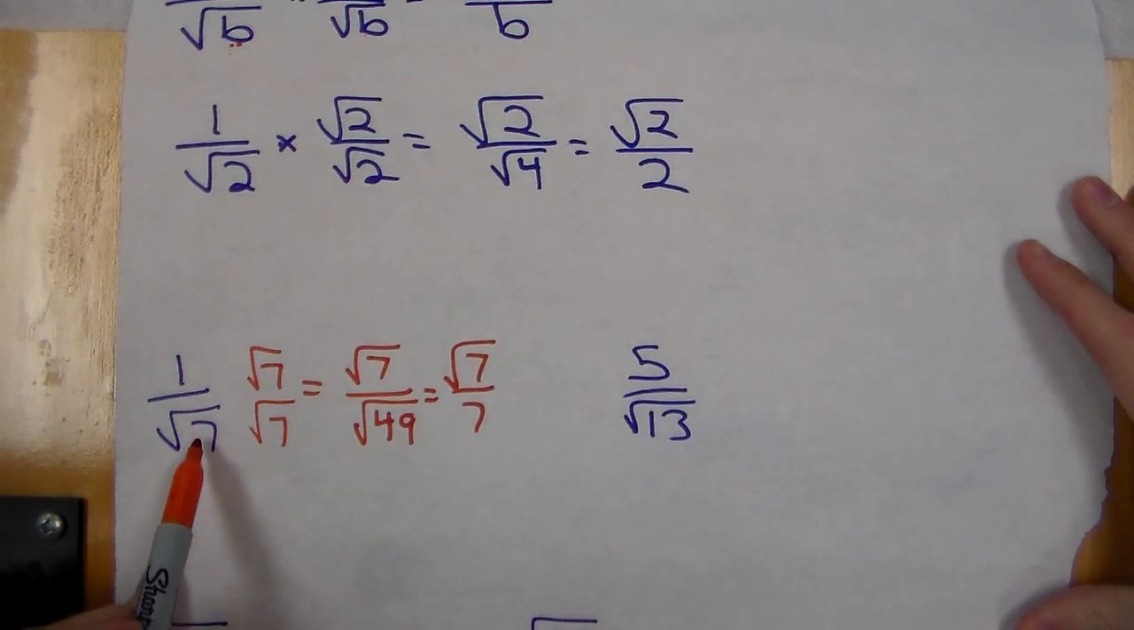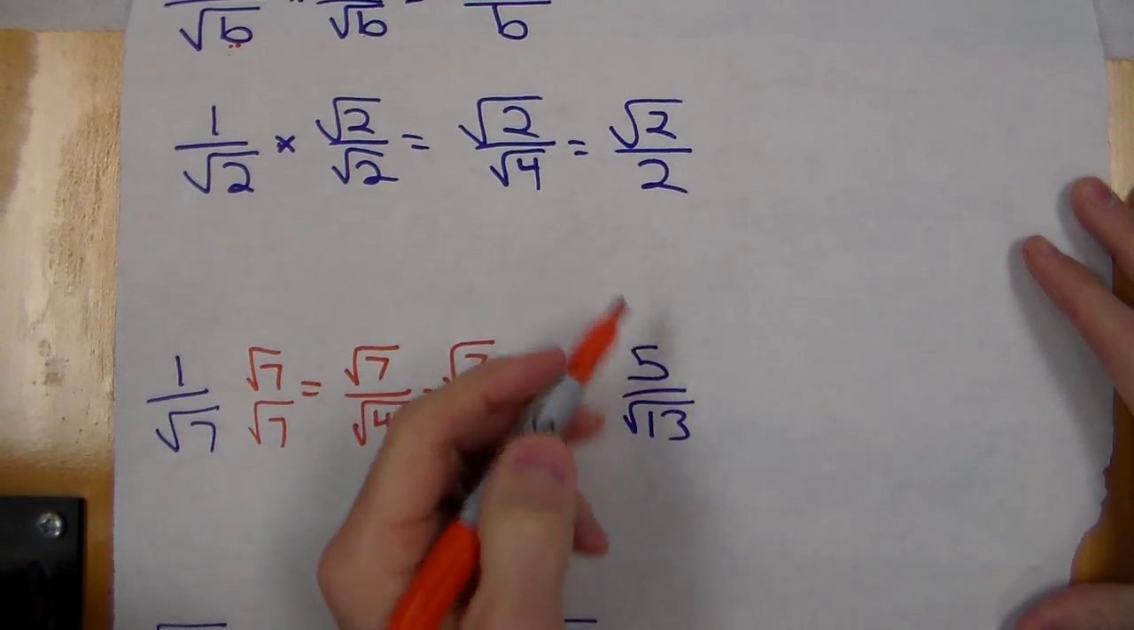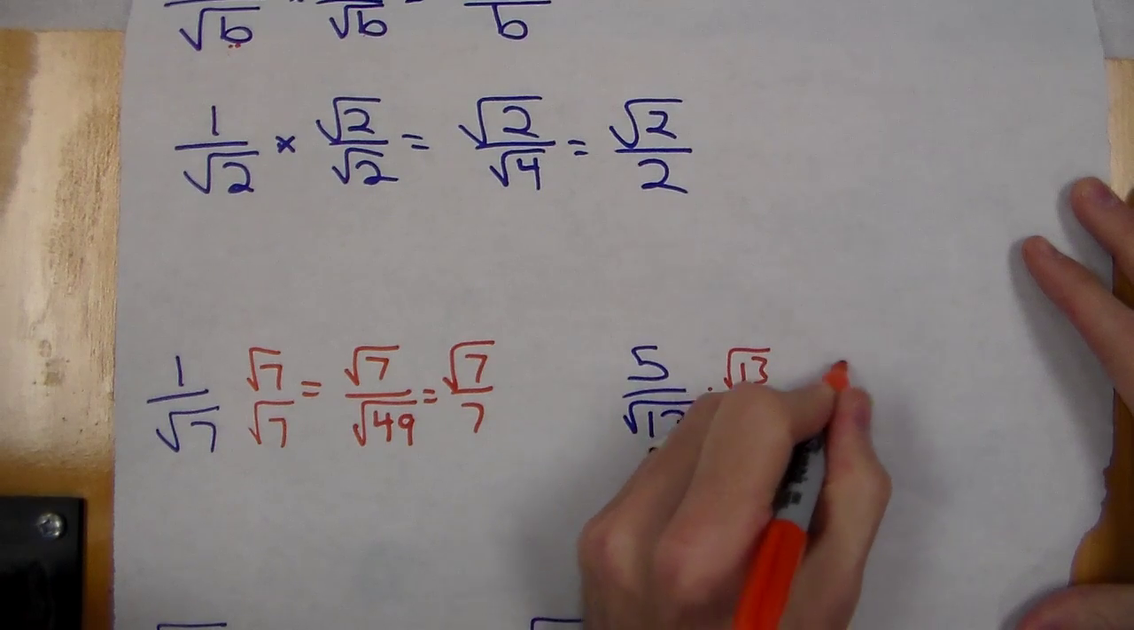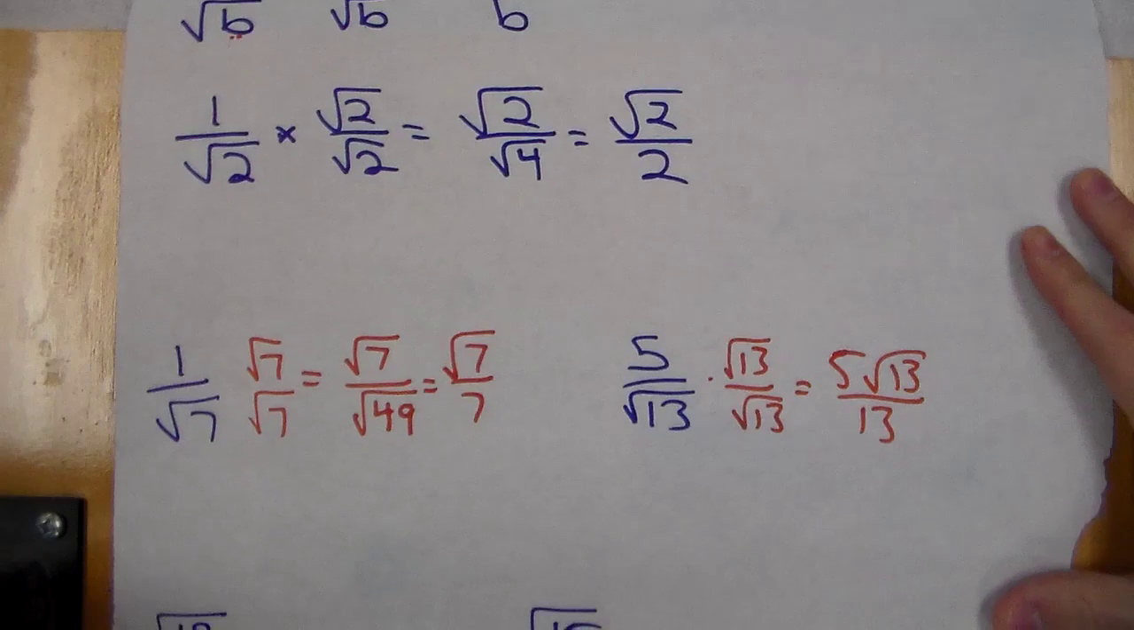Some of us start to see that as a pattern of you're just moving up the radical and making this the number on the bottom, and that works most of the time. You just got to be careful for when things get a little more complex. 5 root 13, multiply the top and the bottom by the square root of 13. We get 5 root 13 over 13.